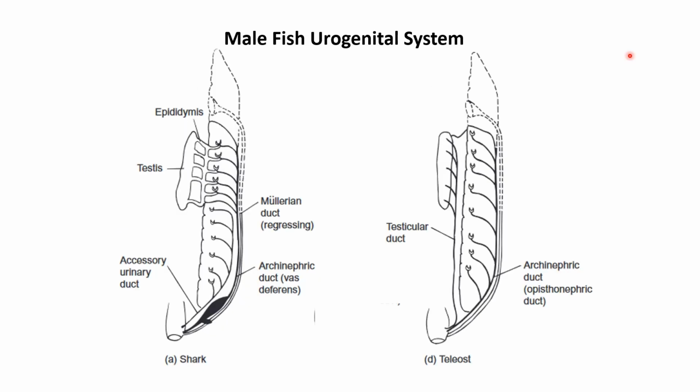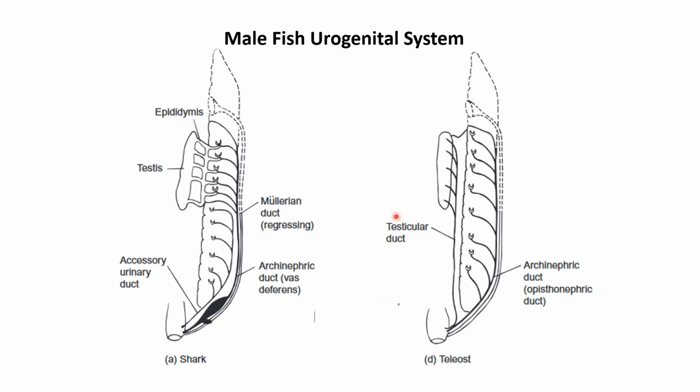Let's further compare the primitive system of sharks and the derived condition in teleosts. Fish groups have a mesonephric type of kidney, which is drained by the mesonephric or archinephric duct. The difference is that in sharks, the mesonephric duct mainly serves as a sperm duct and is more properly called a vas deferens. Some urine still flows through this vas deferens, so they're shared, but really urine is primarily drained by these accessory urinary ducts.